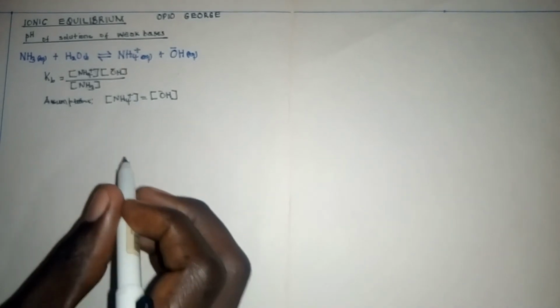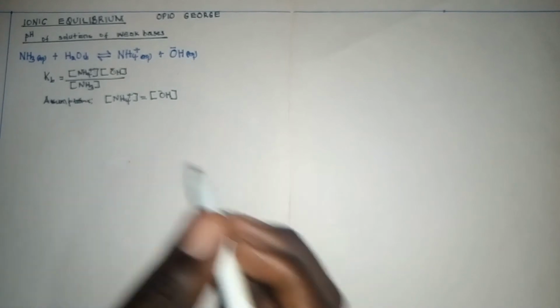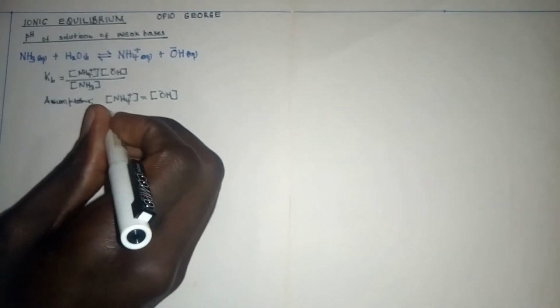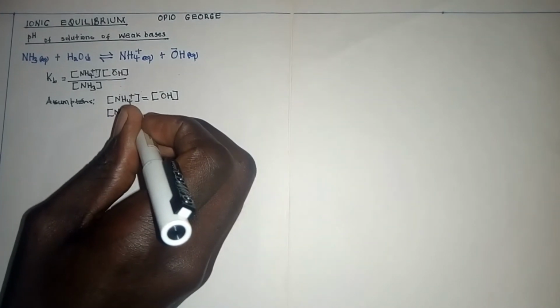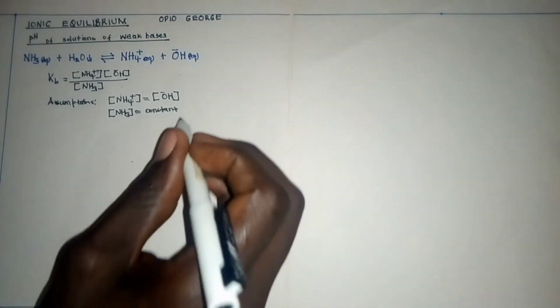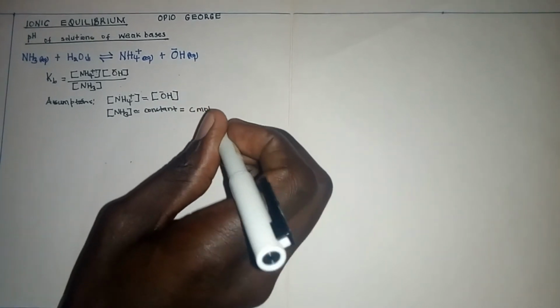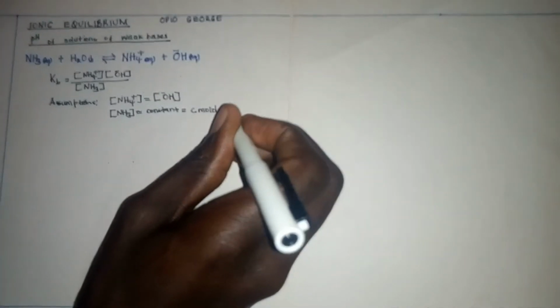Then the next assumption you want to take is about the molar concentration of ammonia, which is approximately remaining constant. Reason being, the ammonia is a weak base and it is only partially dissociated, which implies most of it is going to remain in solution as unionized ammonia. So we say the molar concentration of ammonia is approximately constant. So if the initial concentration of ammonia is C, it means the molar concentration of ammonia is going to be equivalent to C moles per decimeter cubed.